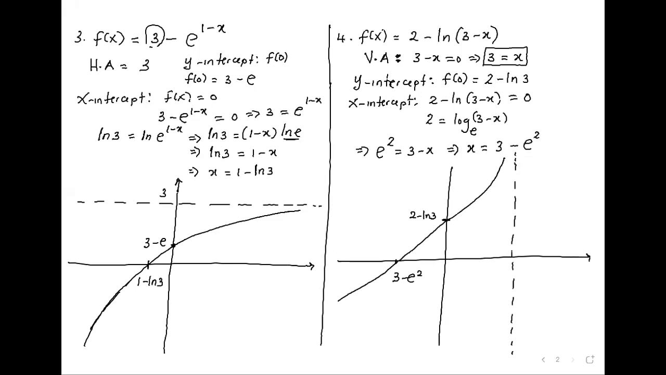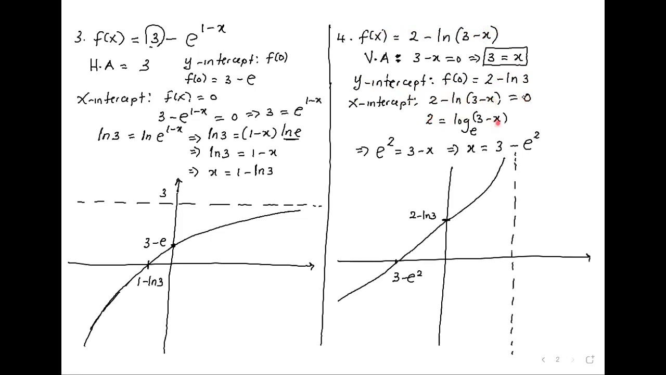Question 4. We're saying first thing is you equate the inside to 0 in search of the vertical asymptote, and it comes out to be 3. Second thing is to find the y-intercept, substitute 0 where there is x. So we put 0 here, so we have 2 minus ln 3. The third thing, which is the last, is to equate this whole function to 0 to find the x-intercept. So we equate it to 0.